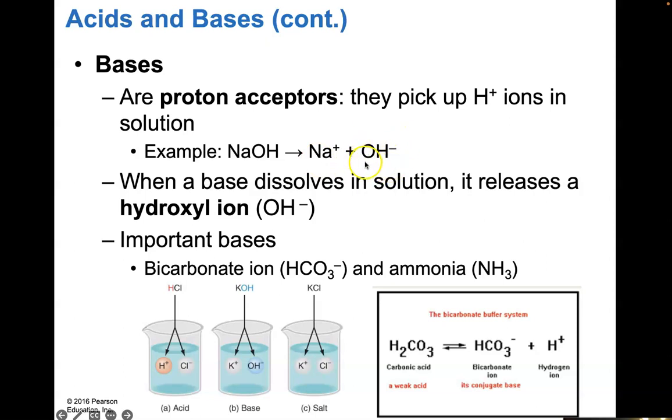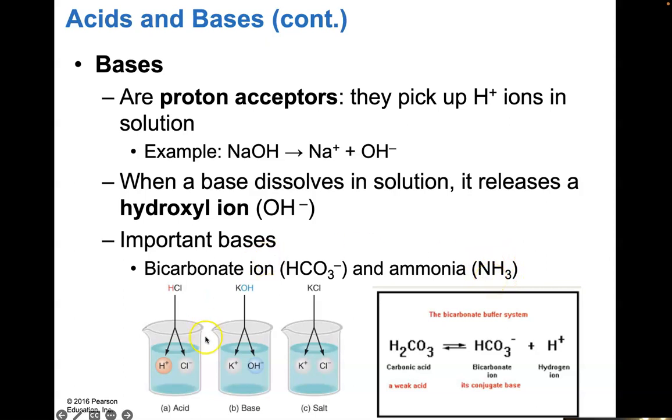And that hydroxyl ion can then go bind up a hydrogen ion. So think about it. If this hydroxyl ion comes into contact with a hydrogen ion, what's it going to make? You got it, right? It's then going to form a bond here and make H2O, which is water, which is neutral, okay? So that's what a base is doing, right? It can neutralize some of those hydrogen ions that are in solution. So important bases are going to be things like bicarbonate. Again, we're going to talk about this in the bicarbonate system in the blood, okay? And then ammonia is also another important base, okay?